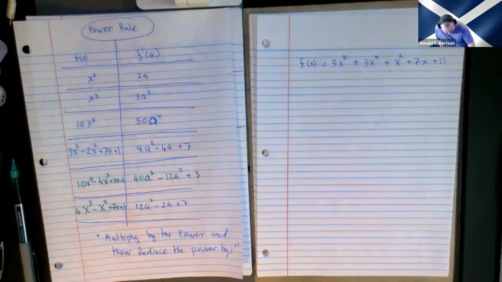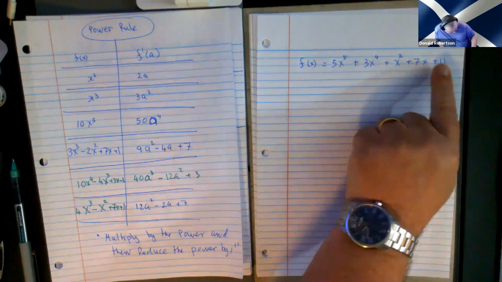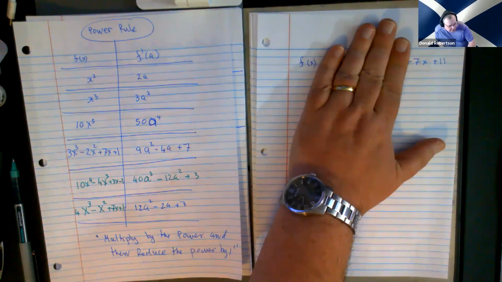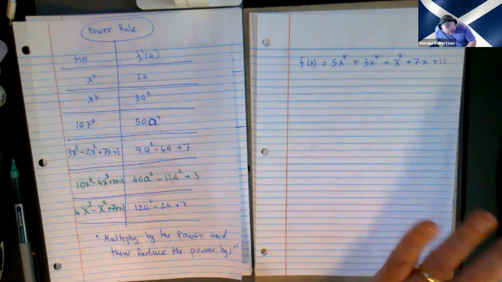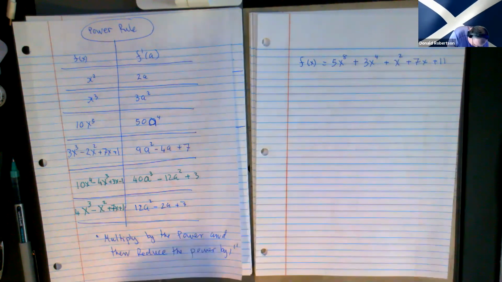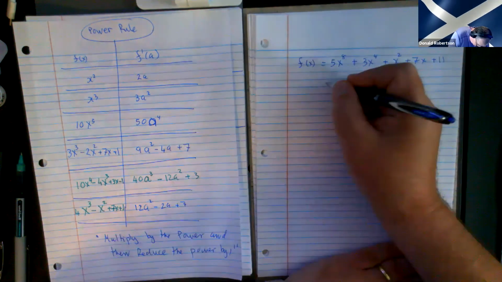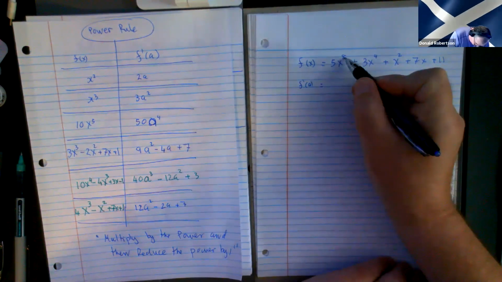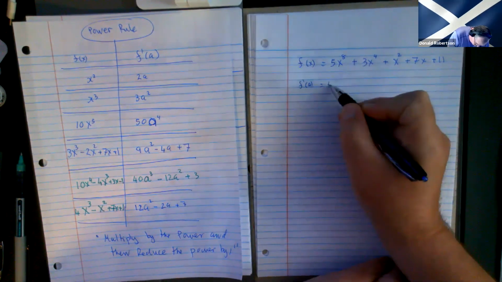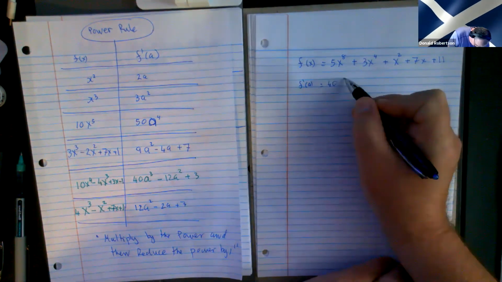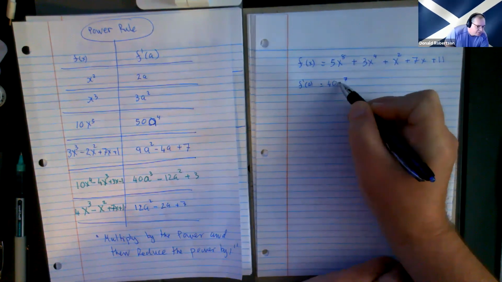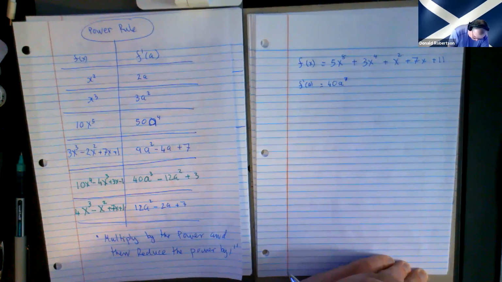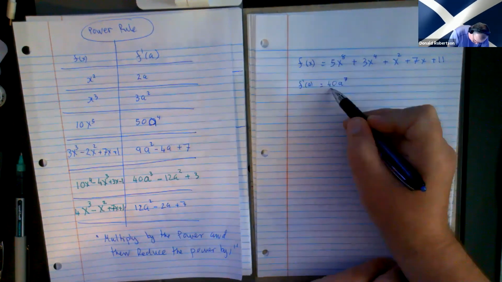For each one of these terms, I'm going to use the power rule. The last two, the 7x and the plus 11, are kind of special cases. But all the other ones, it works really well. Multiply by the power. 8 times 5 is 40. Reduce the power by 1, and then just remember it's 8. You see where that came from? Multiply by the power, reduce the power by 1.